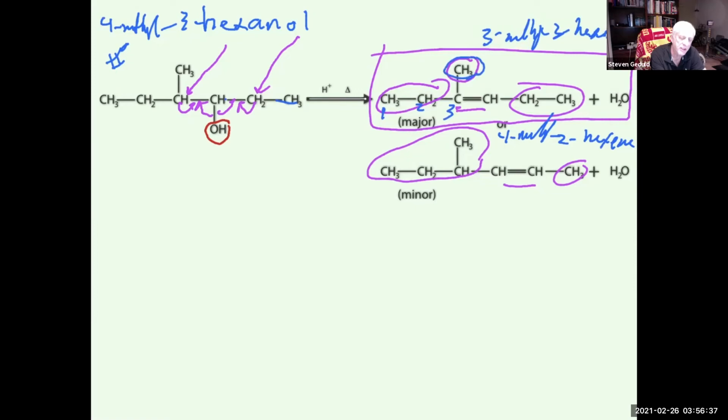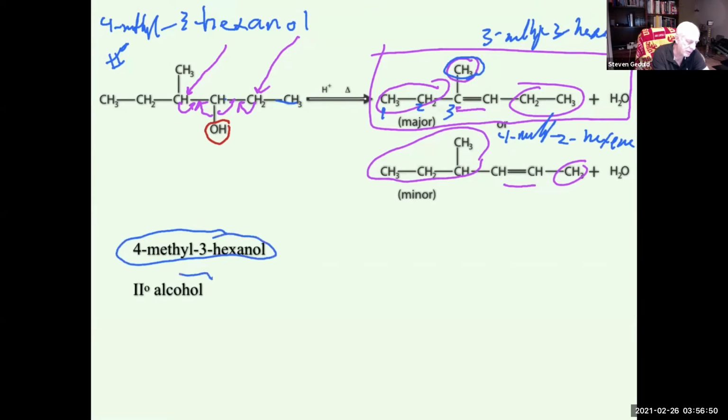So if it's a tie, that breaks the tie. So you count from the other side now. Okay, let's put these up. So 4 methyl, as you can see a little bit better when it's written on the computer. 4 methyl, 3 hexanol is an alcohol, and it's a secondary alcohol.